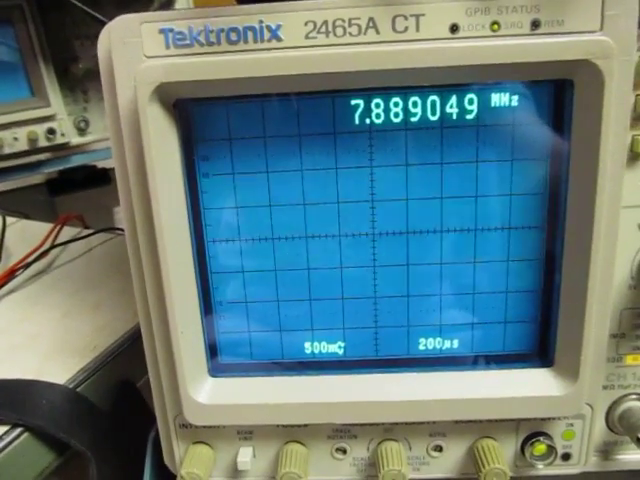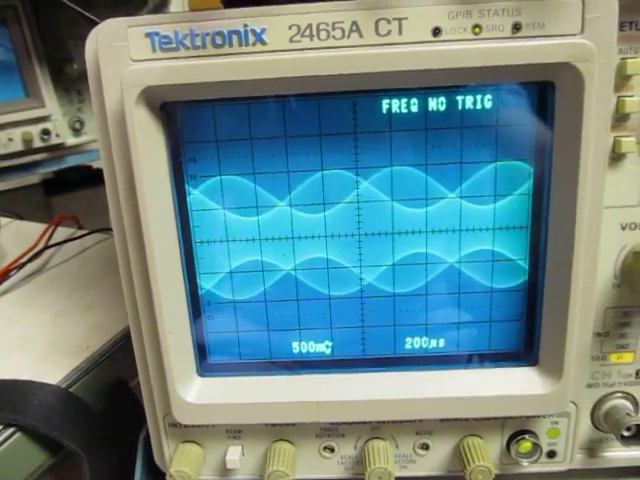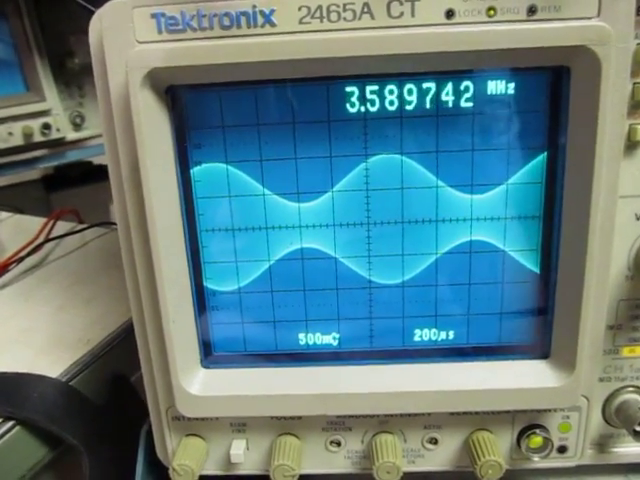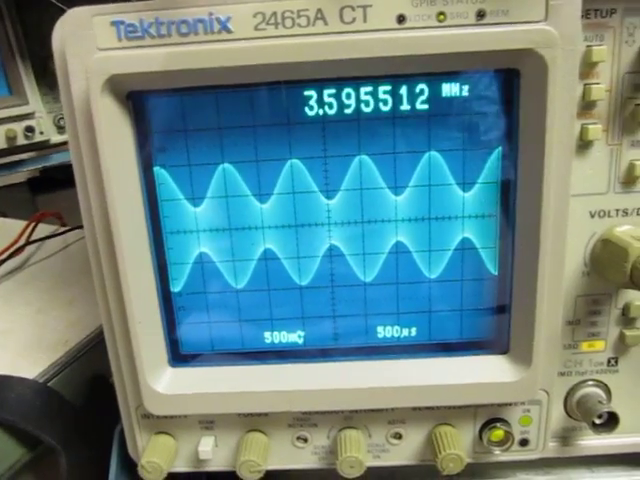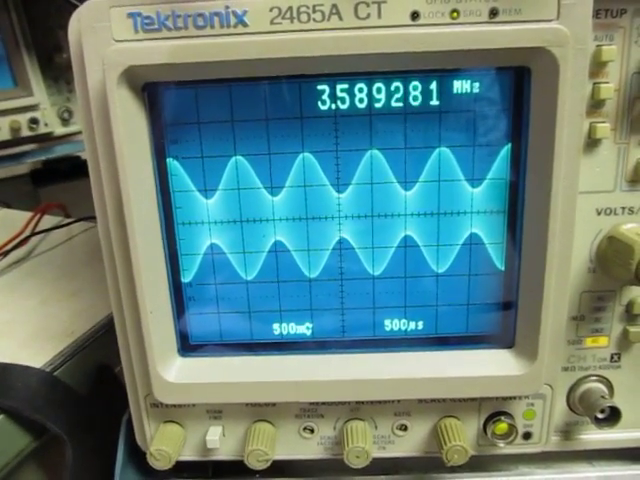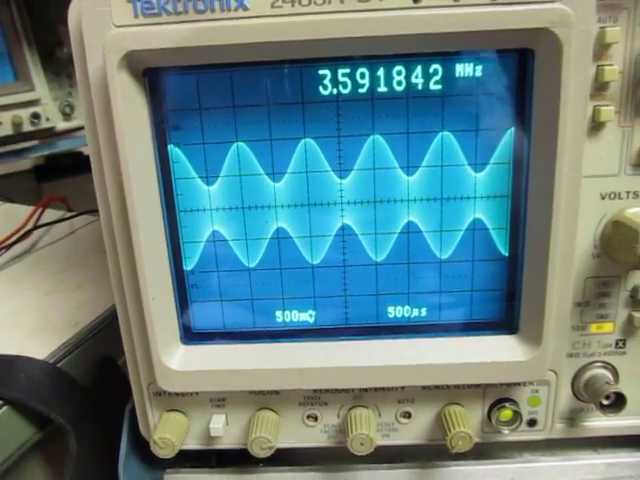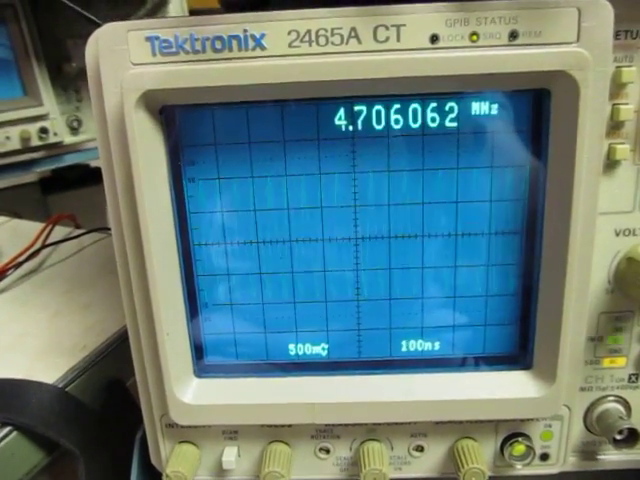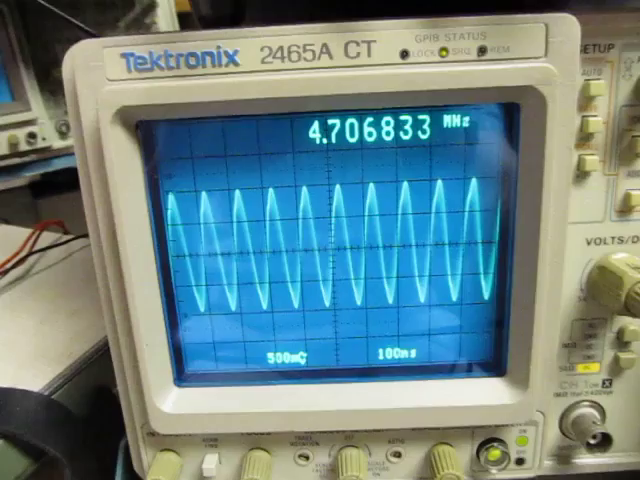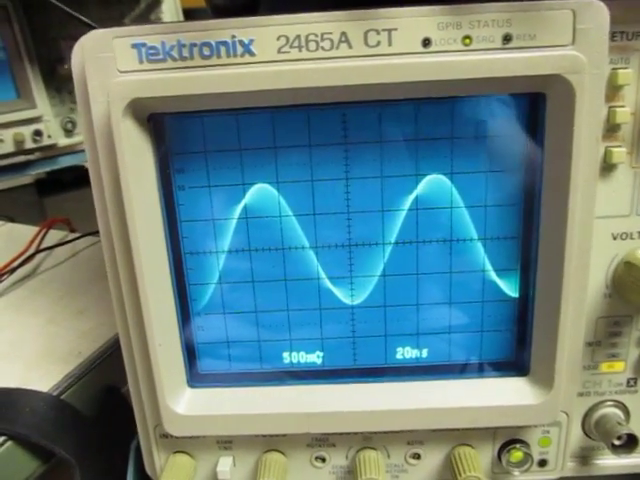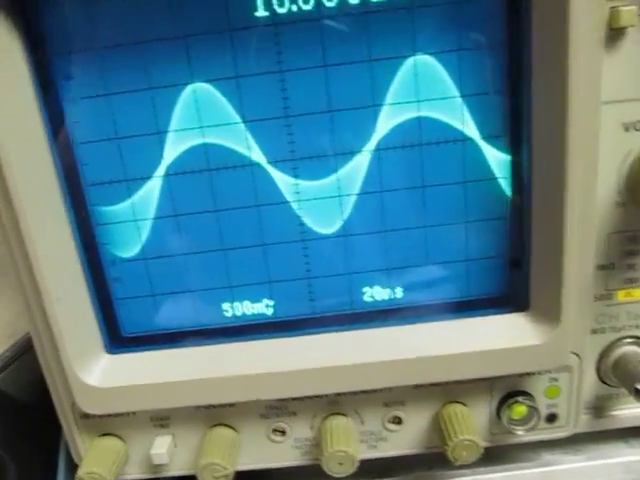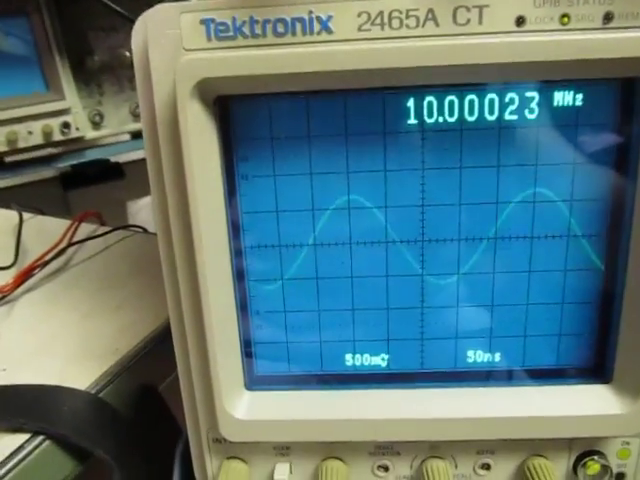Let's play with the triggering a little bit, and there we go. So there's our modulated signal. We can see it's about a 1 kilohertz amplitude modulation. Again, if we speed things way back up, let me adjust my triggering here and turn the modulation off. There's our 10 megahertz carrier again.